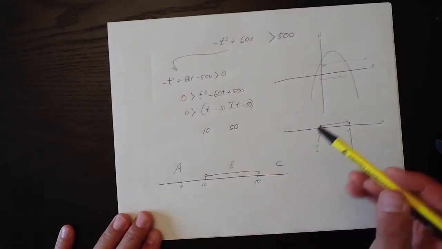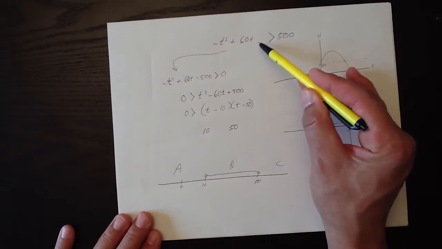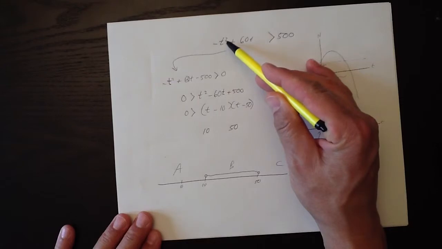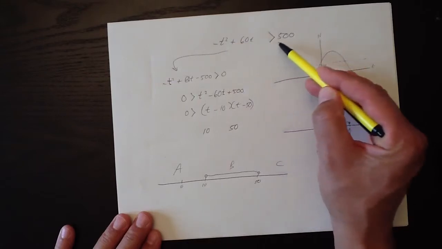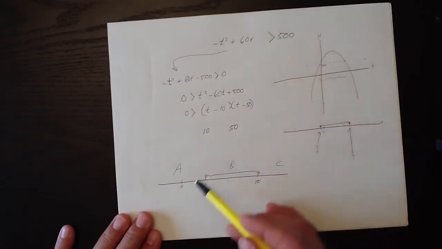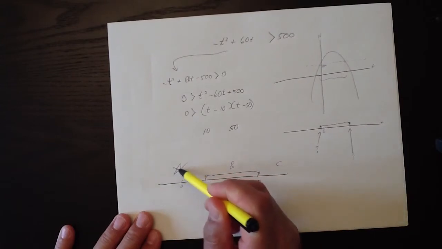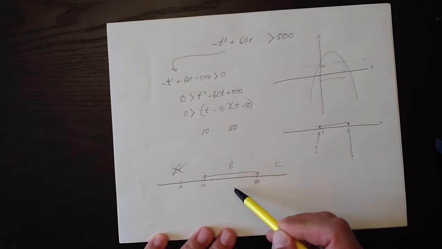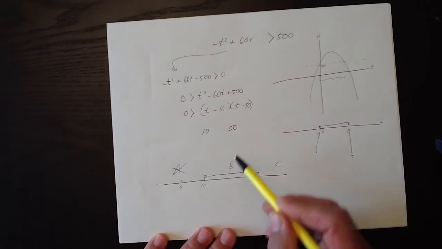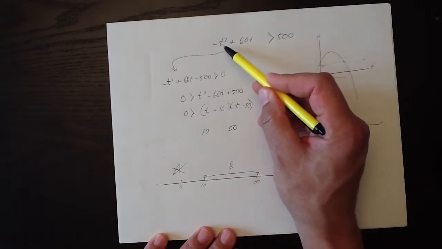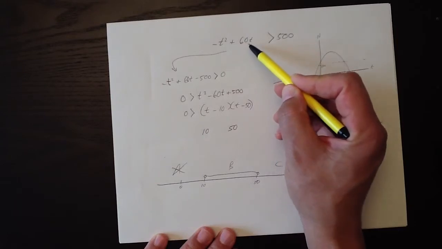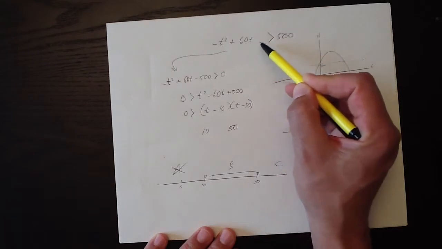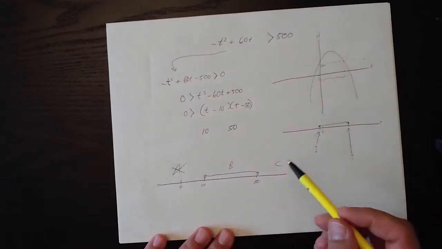Well, if I test it in the original equation up here, and let's say I test 0, well, negative 0 squared is 0 plus 0, greater than 500? No, it's not. So region A, definitely not. Region B, let's try a number like 20, because that's right in the middle here. So negative 20 squared is negative 400, plus 60 times 20, and 60 times 20 is 1200, so that's negative 400 plus 1200 is 800. Yes, that's greater than 500.